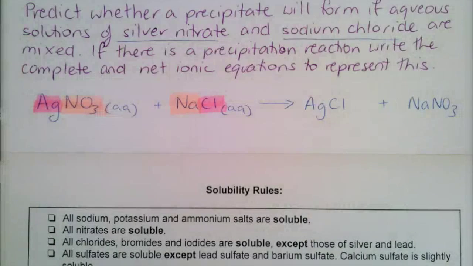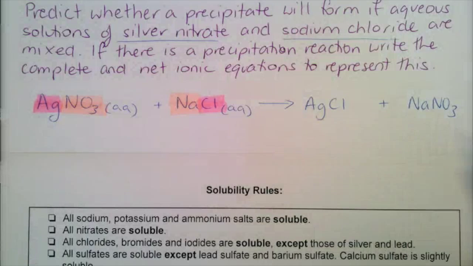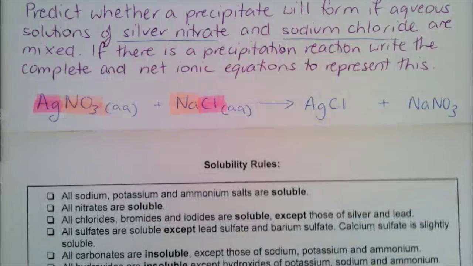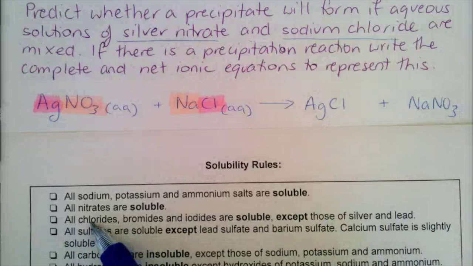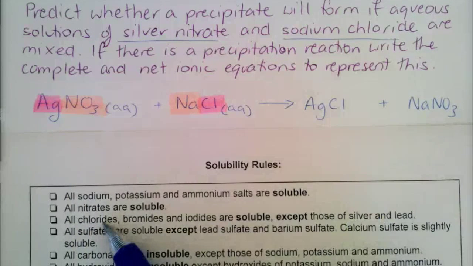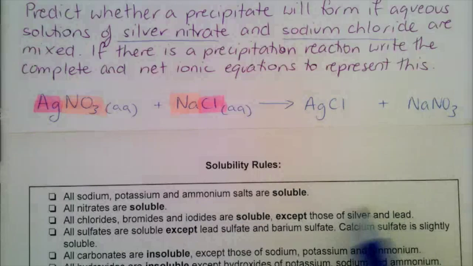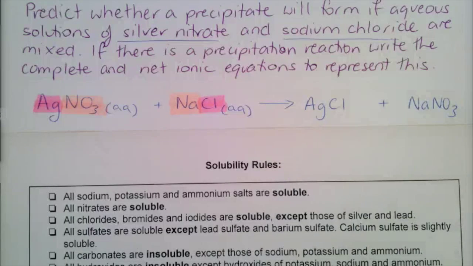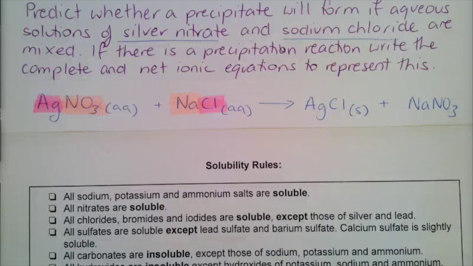Now, to work out which one of these products is aqueous and which one is the precipitate, we need to go back to our solubility rules. Looking at them below, here we can see all chlorides. We've got silver chloride on this side. All chlorides, bromides and iodides are soluble except those of silver and lead. So we've got one of those exceptions here. We've got silver chloride, and that means it's insoluble. So we put our symbol for a solid next to it. It's not aqueous, it is an insoluble solid, and that's our precipitate.